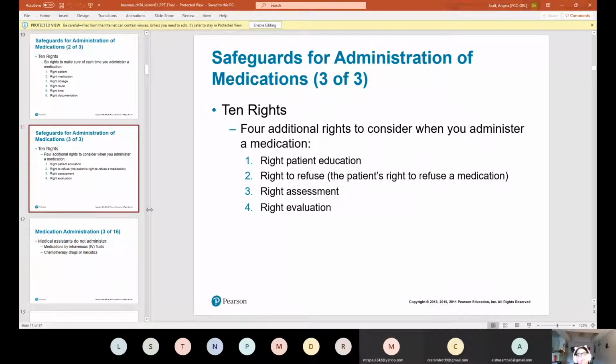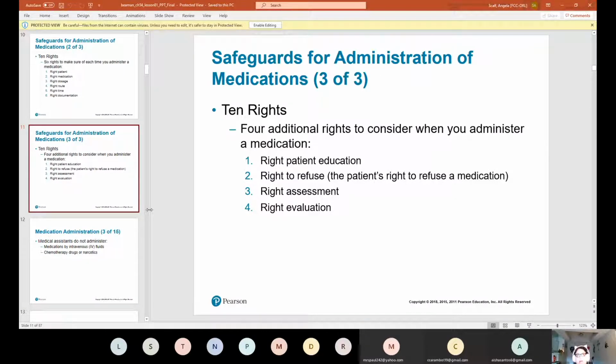And then the right assessment. The right assessment basically means after you've given that patient, or even before you give the patient, look at the area where you're going to give the injection, and make sure that the person doesn't have any wounds, injury, previous bruising, or anything like that. And then write evaluation after it's been given.